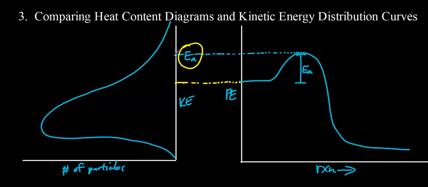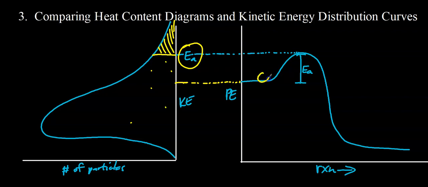And so if we look again on our kinetic energy distribution curve, this whole area under the curve represents all the particles that have enough energy to react. If you have this much energy, or this much, or this much, you don't have enough energy to react. Only when the particles have this much. So what I'm trying to show you here is the relationship between the two graphs.